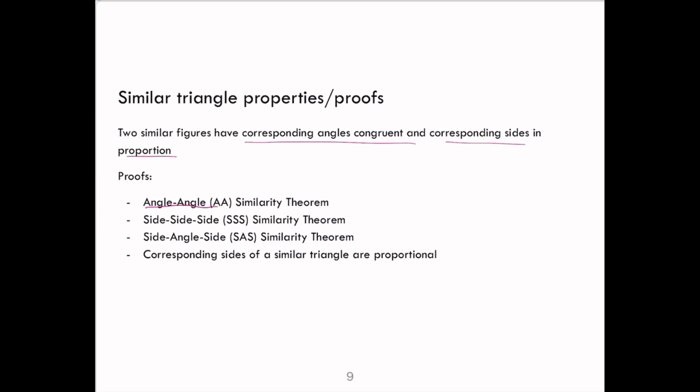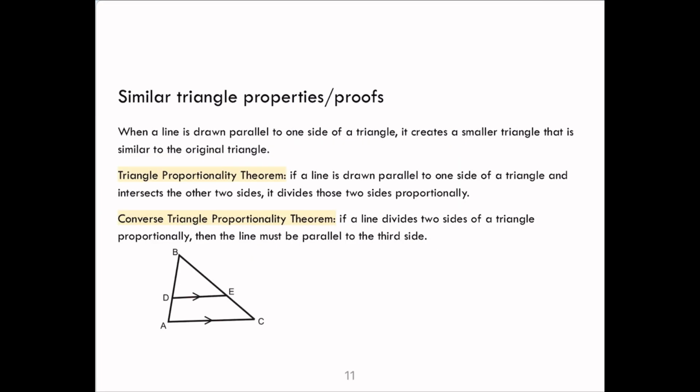The side-angle-side theorem, which is if two sides of a triangle are proportional to two sides of another triangle, and the angles between the two sides are congruent in both triangles, that means that the two triangles are similar to each other. And also remember that corresponding sides of similar triangles are proportional. Moving on to the triangle proportionality theorem, when a line is drawn parallel to one side of a triangle, it creates a smaller triangle that is similar to the original triangle.